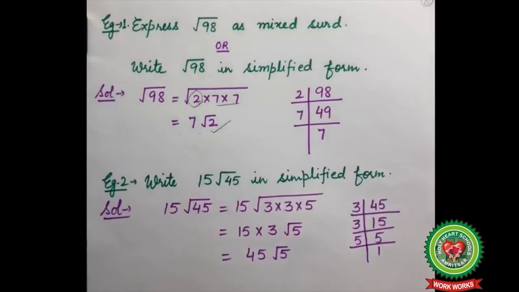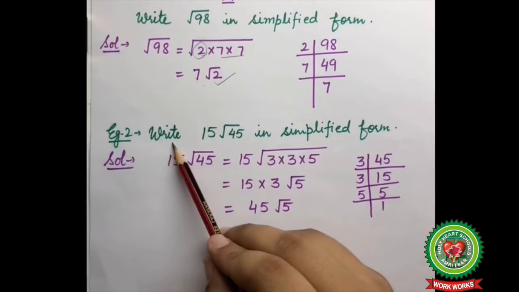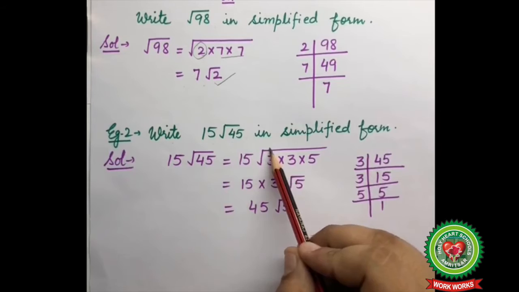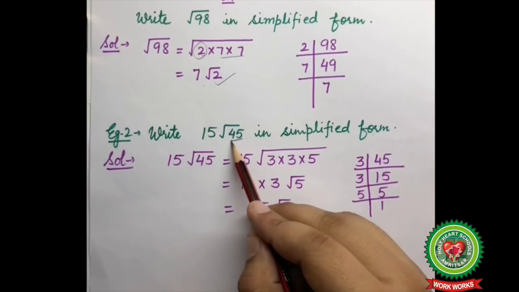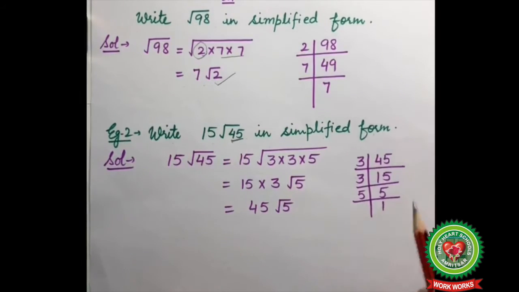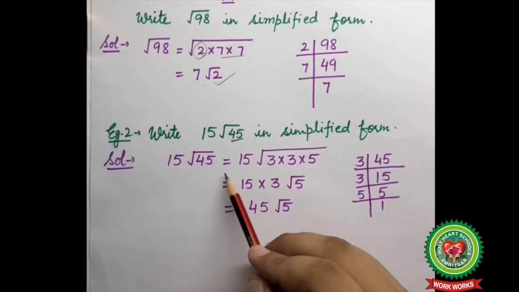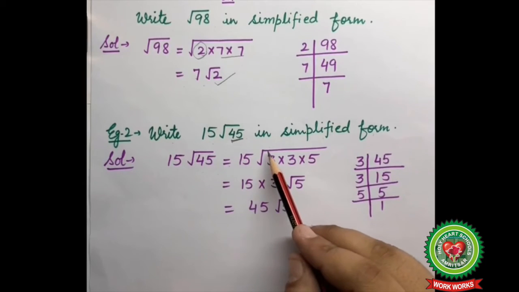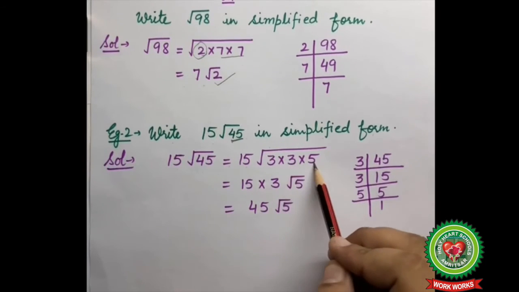So let us discuss one more example based on the topic. Write 15 under root 45 in simplified form. So now we are going to do the prime factorization of 45. So we are going to write 15 under root 45 as 15 into under root of 3 into 3 into 5.